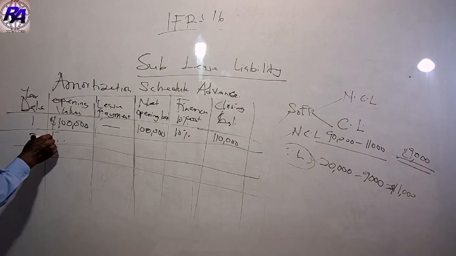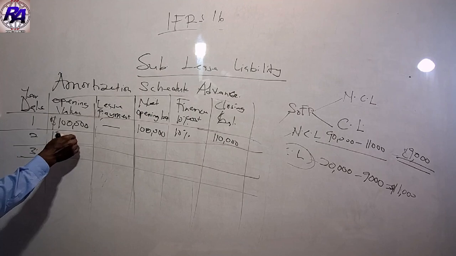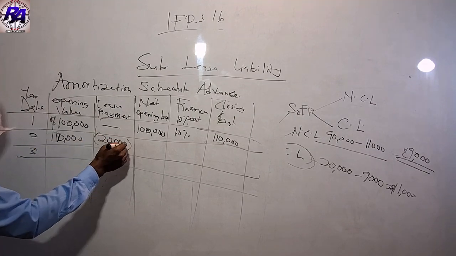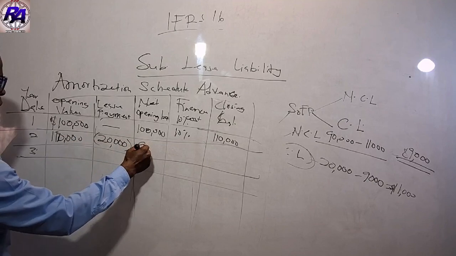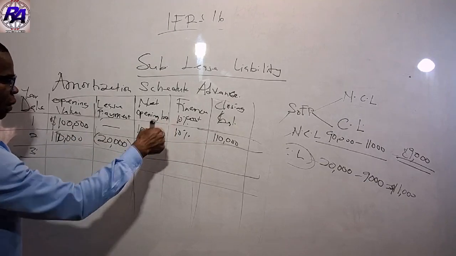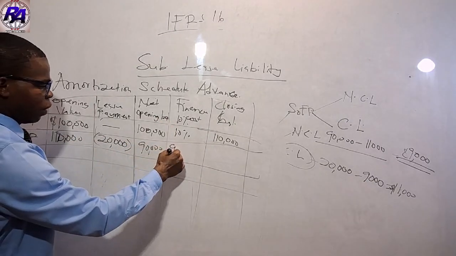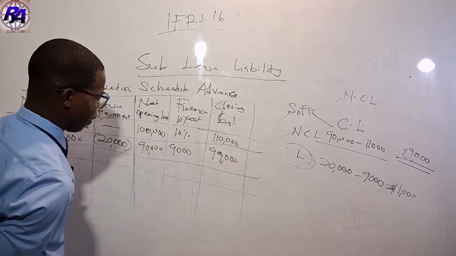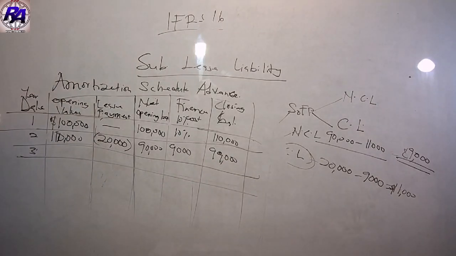Then we go to the next period. This is going to be 110,000 as our opening balance here. Then our periodic payment of 20,000 is less. And then after that, we are going to get 90,000. This is where we are going to charge our interest of 10%, and it's going to give us 9,000, and it's going to give us 99,000 as our closing balance.